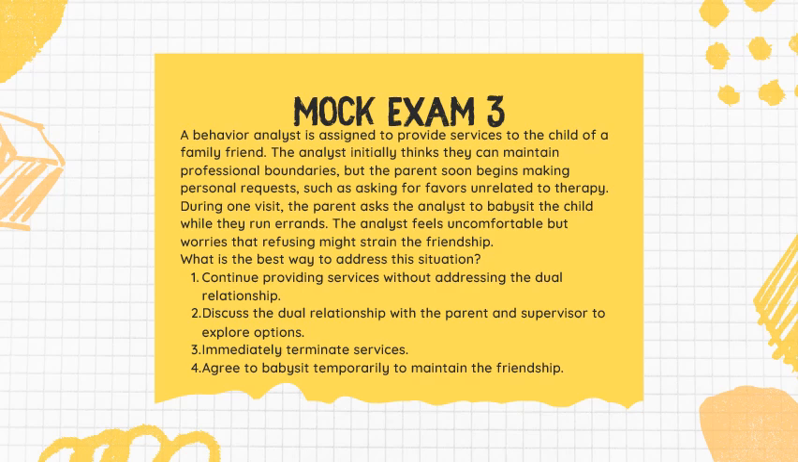Number one, continue providing services without addressing the dual relationship. Number two, discuss the dual relationship with the parent and supervisor to explore options. Number three, immediately terminate services. Number four, agree to babysit temporarily to maintain the friendship.